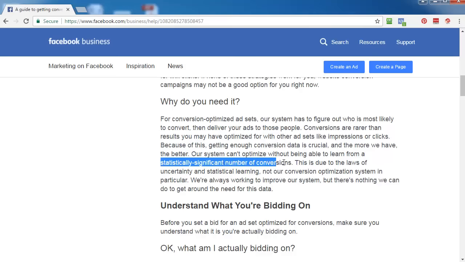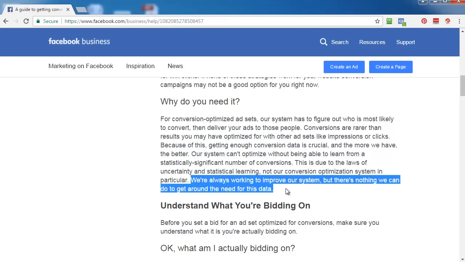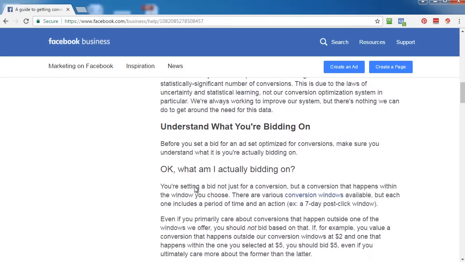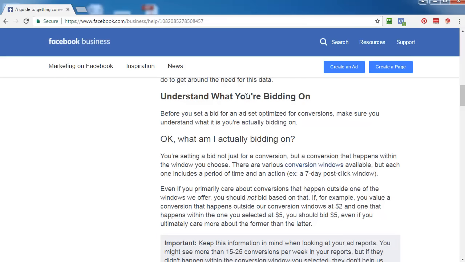Just repeat that. This is a good line too. Can't optimize without it. Okay? And then they go on to say this is due to laws of uncertainty and statistical learning, not our conversion optimization system. We're always looking to improve our system, but there's nothing we can do to get around this need for data. Well, I don't believe that, but I think they just want you to spend more. Basically, that's why they're saying all this. So understand what you're bidding on, that's fine.